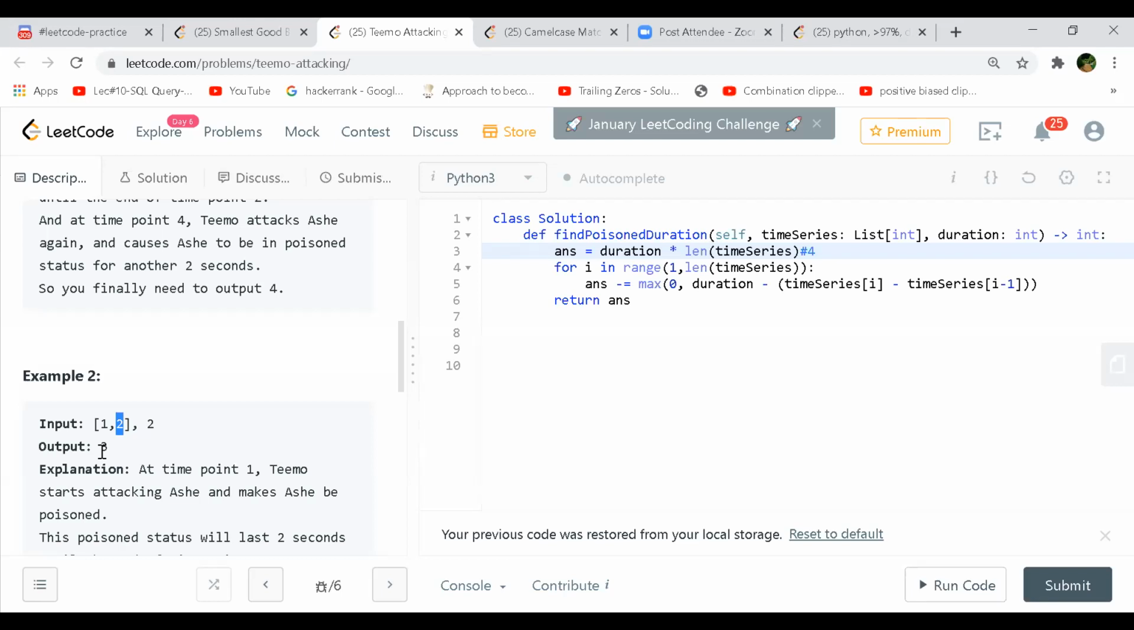But when it would be negative, if the difference between the two consecutive times is greater than the duration, then it will give you a negative value, right? In that case, you will ignore it. I mean, zero. You don't want to subtract any value from the answer because that is what you want. So yeah, the brute force would be that way, right?